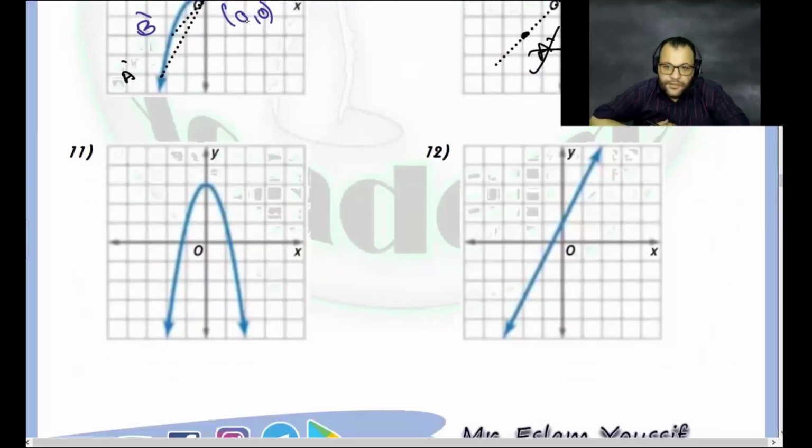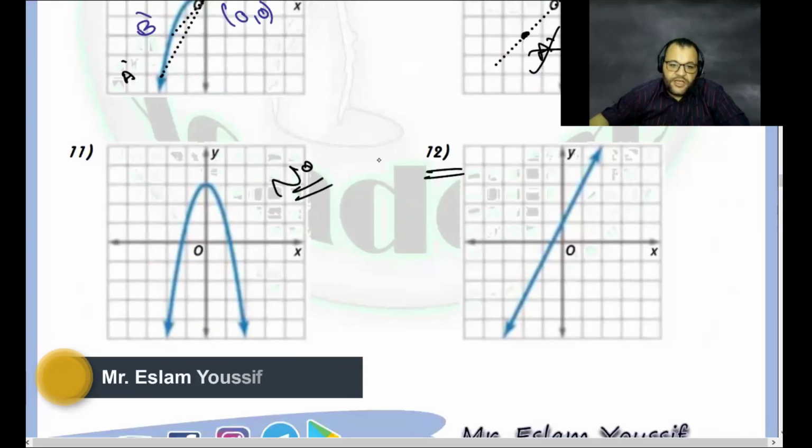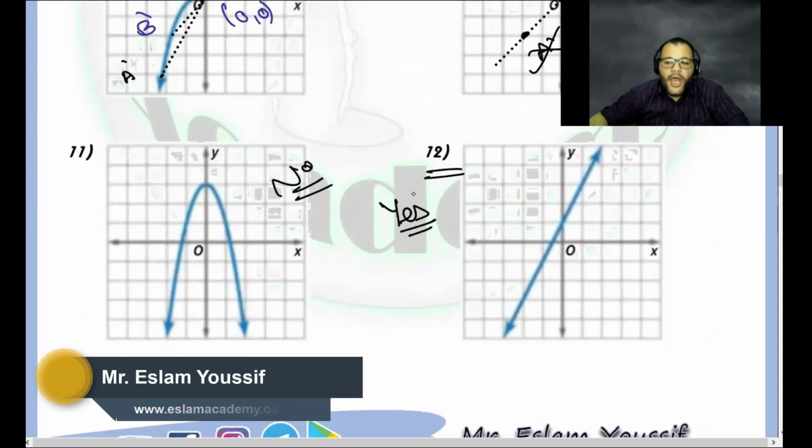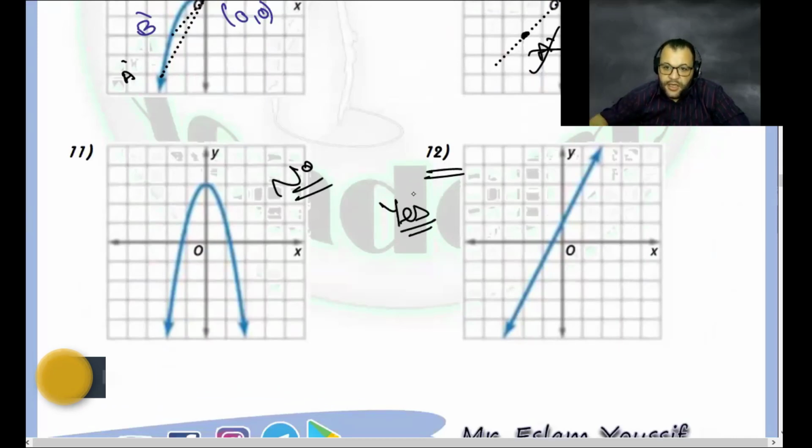For number 11, is there any point of symmetry? No. There is no point of symmetry. For number 12, is there any point of symmetry? Yes. What is this point? Any point on the line. Any point that lies on the line is a point of symmetry, because it's extended from the two sides.